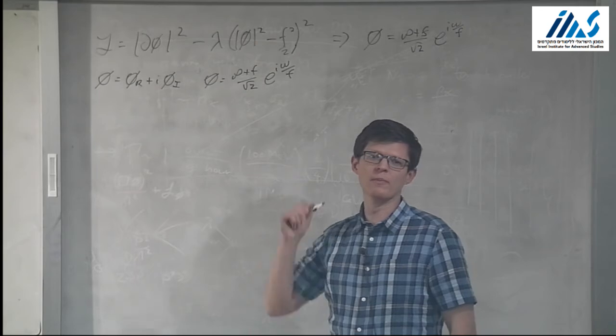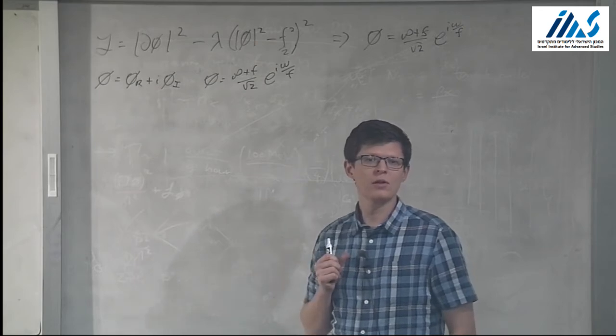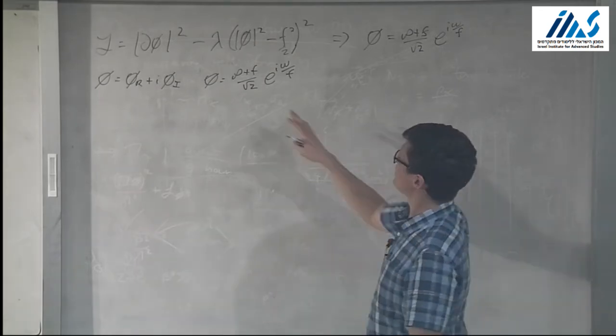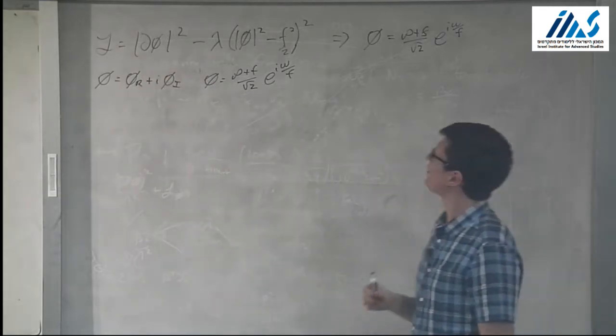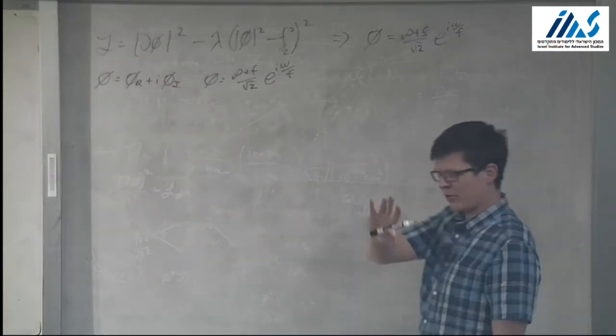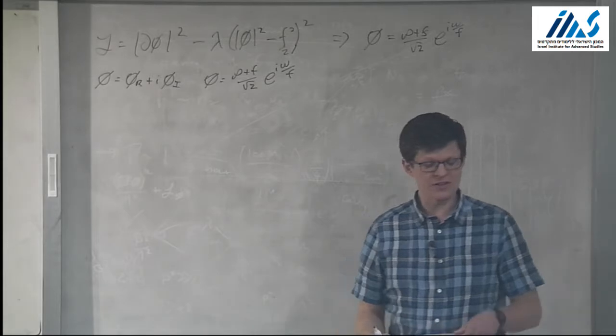This is just a global U1. No, this is not big D. This is little, this is partial. But yes, as you say, this is in polar coordinates.